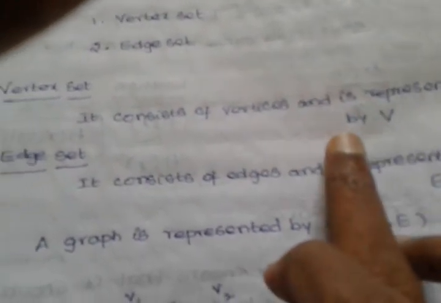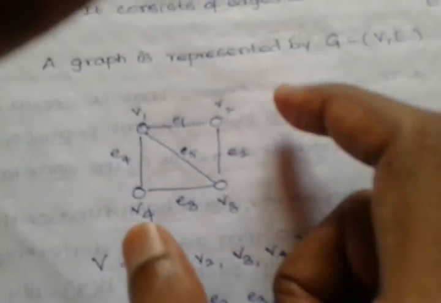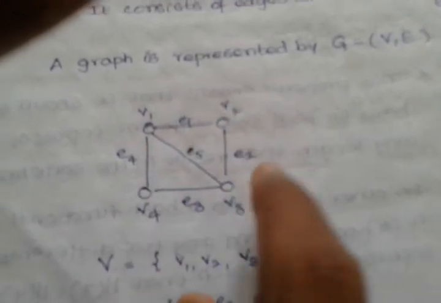So this is a description about a graph. A graph is a collection of two sets, vertex set and edge set. The vertex set consists of vertices and is represented by capital V. The edge set consists of edges and is represented by capital E. A graph is represented by capital G is equal to capital V comma capital E. So this is about the graph and an example for the graph. What is the diagrammatic representation of a vertex? A circle. What is the diagrammatic representation of an edge? A line. If direction exists, then it is called a directed graph.